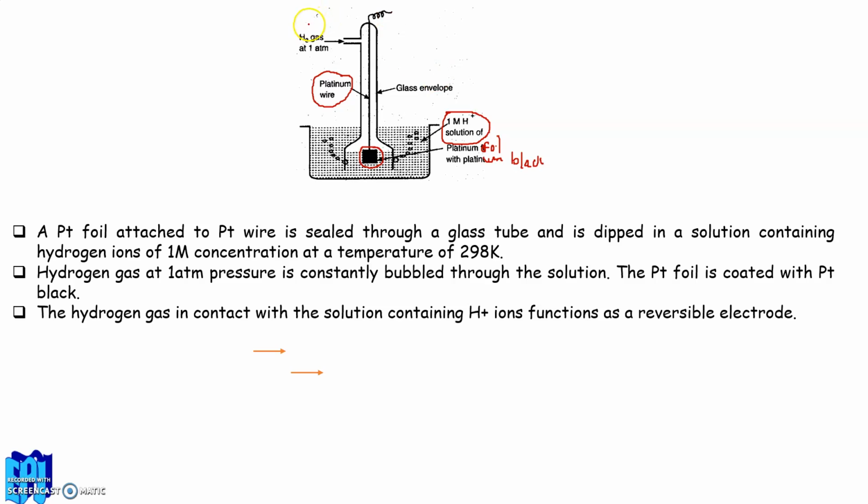You can see there is an inlet of hydrogen. The H2 gas inlet is there, and through that inlet we are passing the hydrogen gas. Note it down: the pressure of the gas to be bubbled should be 1 atm. That's why the abbreviation is SHE, where S stands for standard. Standard means the conditions should be standard: the concentration should be 1 molar, the pressure should be 1 atm, and the temperature 298 Kelvin.